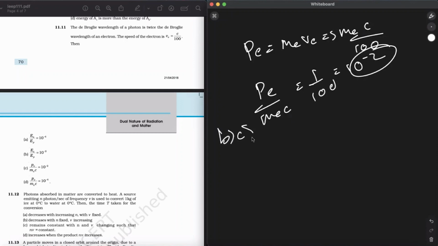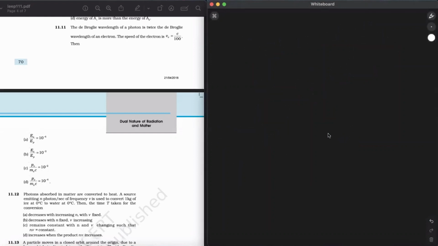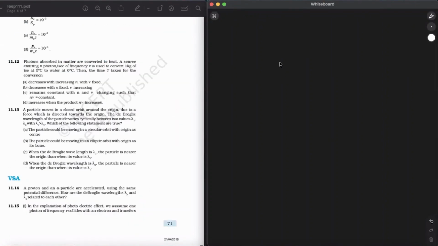So B and C are the correct options. Very good question, this one. You can mark it important. See, it is using all the concepts that are important for this chapter. Now, question number 12.